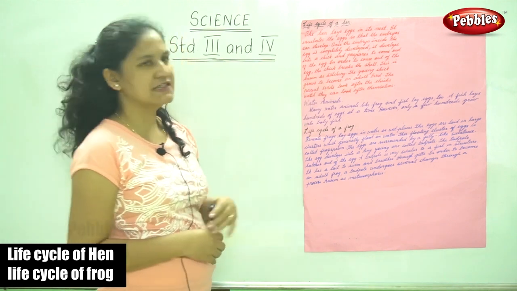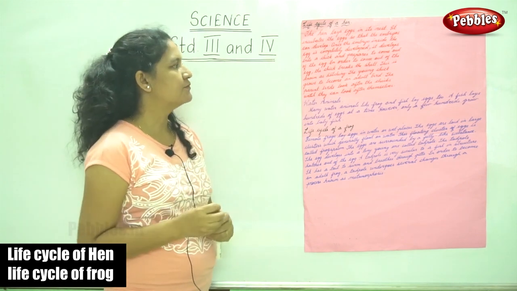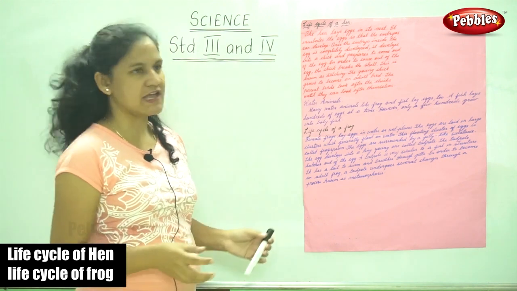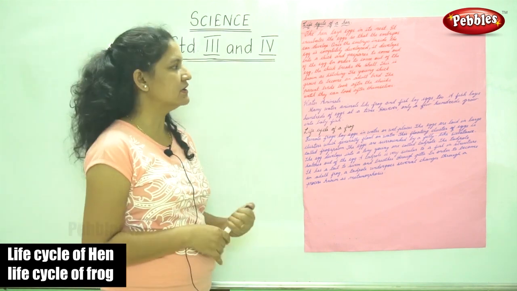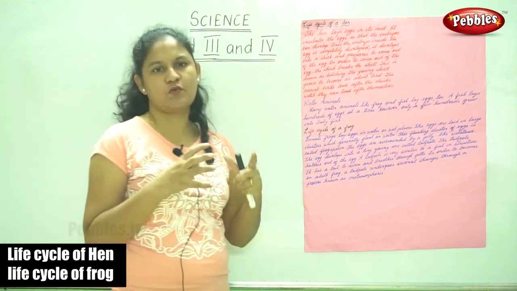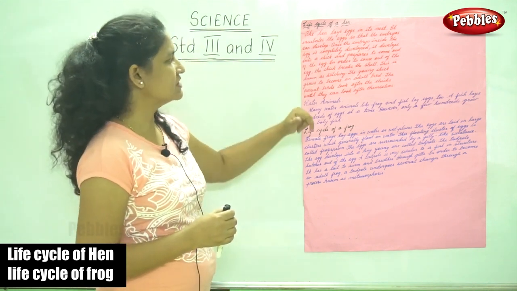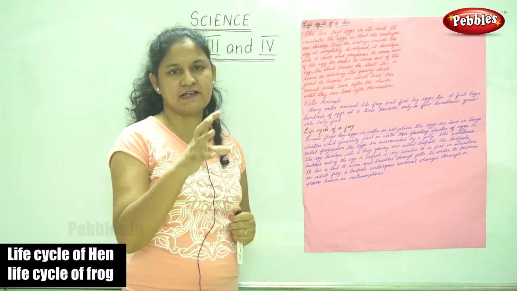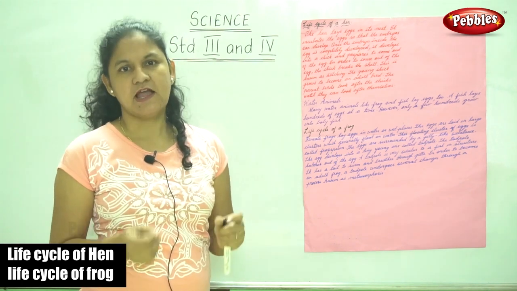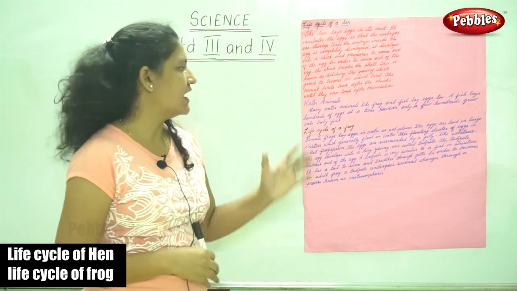Once the embryo inside the egg is completely developed, it develops into a chick and prepares to come out of the egg. In order to come out of the egg, the chick breaks open the shell. This is known as hatching. So once the embryo inside the egg is completely developed, that is, it becomes a chick, the chick breaks open the shell and comes out. So this process of breaking open the shell and coming out is known as hatching.